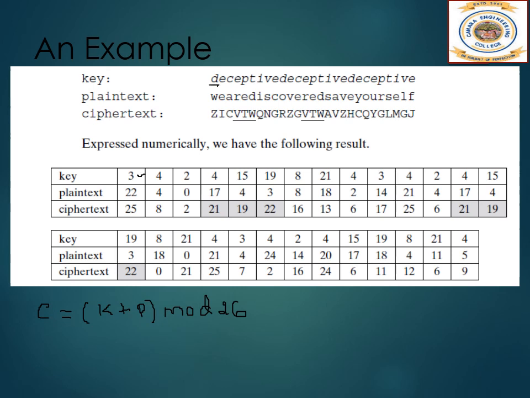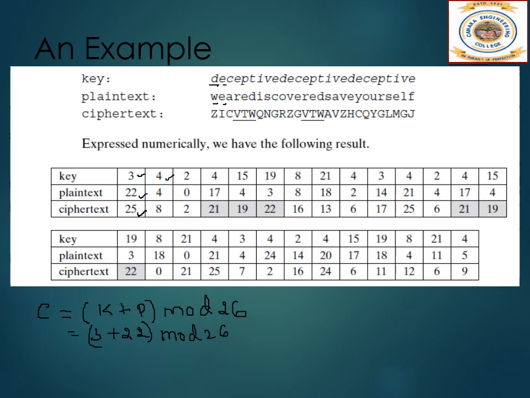So its equivalent is 3 and the plain text is W, which is 22. So what we do is we do 3 plus 22 mod 26. How much do you get this as? This is 25 mod 26. So we get 25.